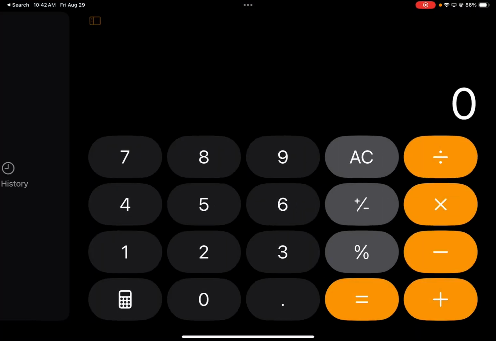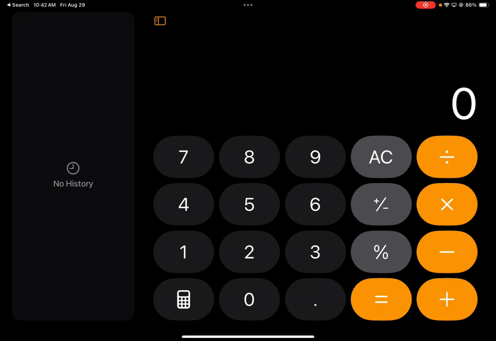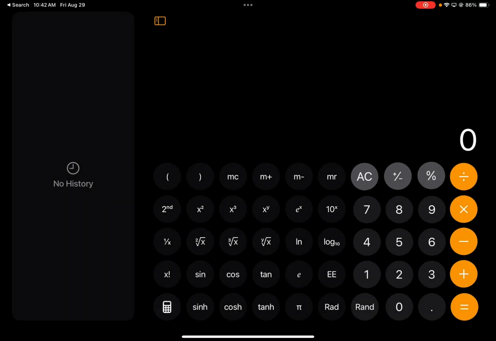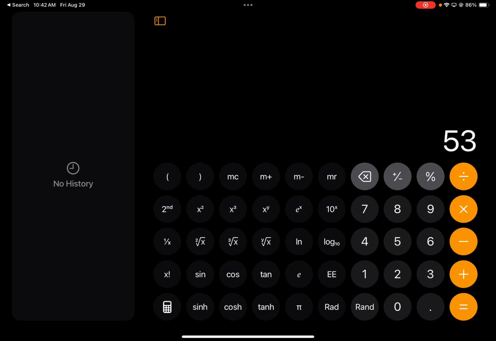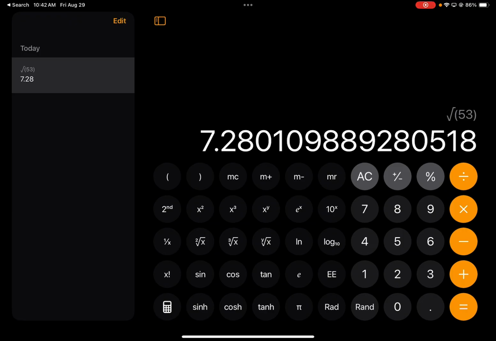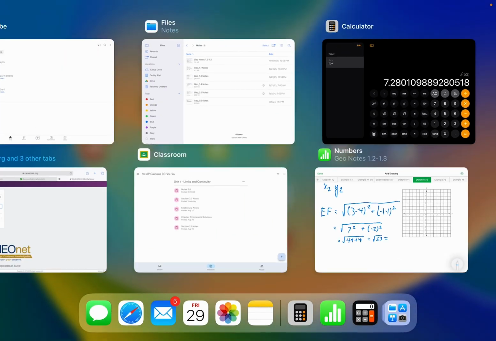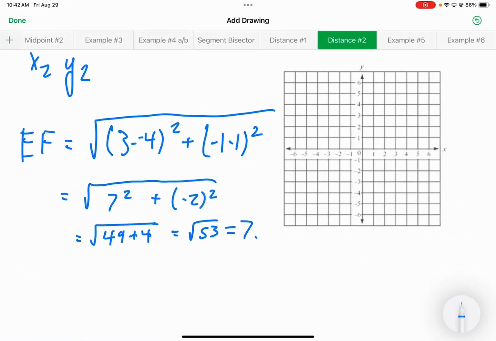Oh, look at this guy. All right. Let's see. Oh, this is the button I'm looking for. Scientific. Oh, yeah. Now we're cooking with garlic. All right. So 53. And then the square root. Yeah. Okay. So you do that. Press enter. 7.28 is what we get. 7.28. All right. Questions there?